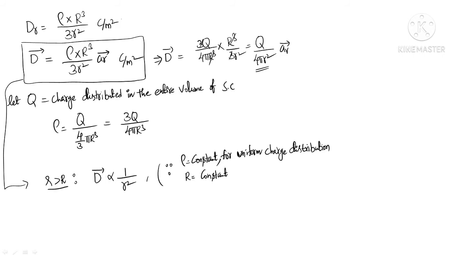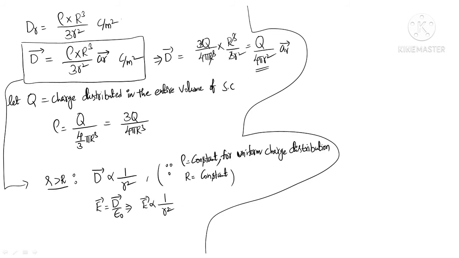Now 3 is constant. Because of these two reasons, we can say that outside the spherical charge, the electric flux density is inversely proportional to r square. Same as electric field intensity, because electric field intensity is given by D bar by epsilon naught. Is it right or not? Epsilon naught is a constant, so it implies that E bar is also proportional to 1 by r square. When you are moving far away from the spherical charge distribution, it indicates that r is increasing, so the electric field intensity will be reduced.